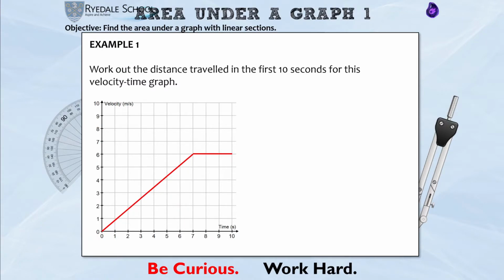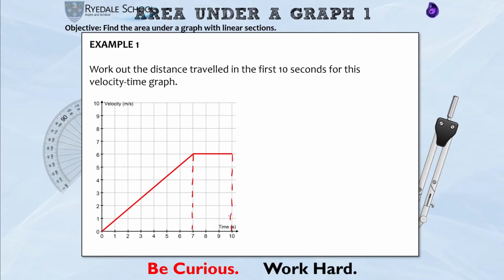So let's look at some examples, the type of questions that you're going to do today. And example 1 is very typical of what I am asking you to do. So it says work out the distance travelled in the first 10 seconds for this velocity time graph. Now you can see I've got a section with constant acceleration here, and then I've got some constant velocity. So I've got 2 sections that I will need to work out the area of.